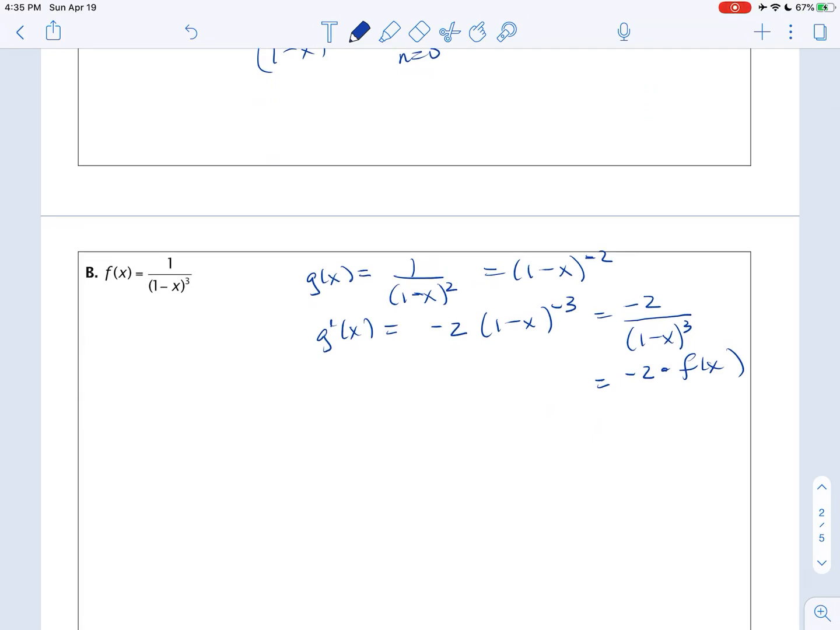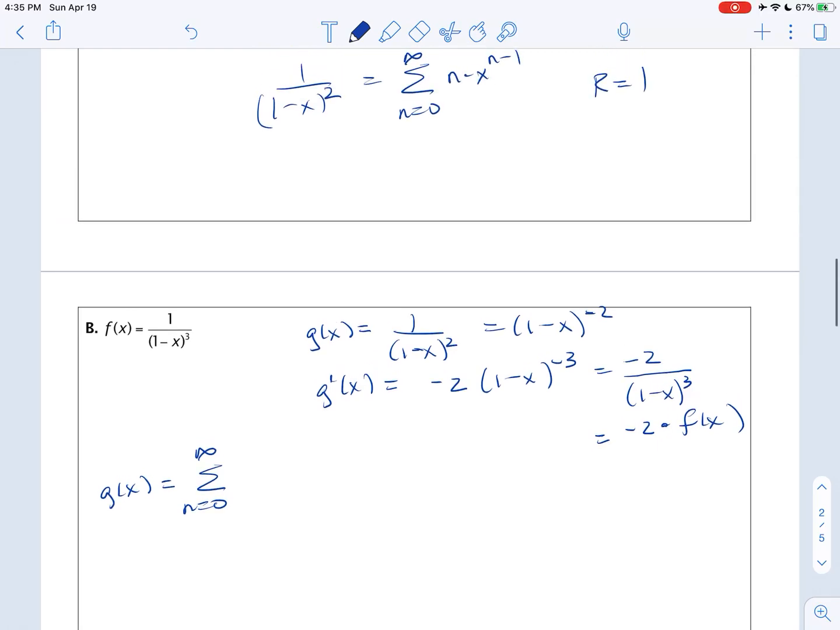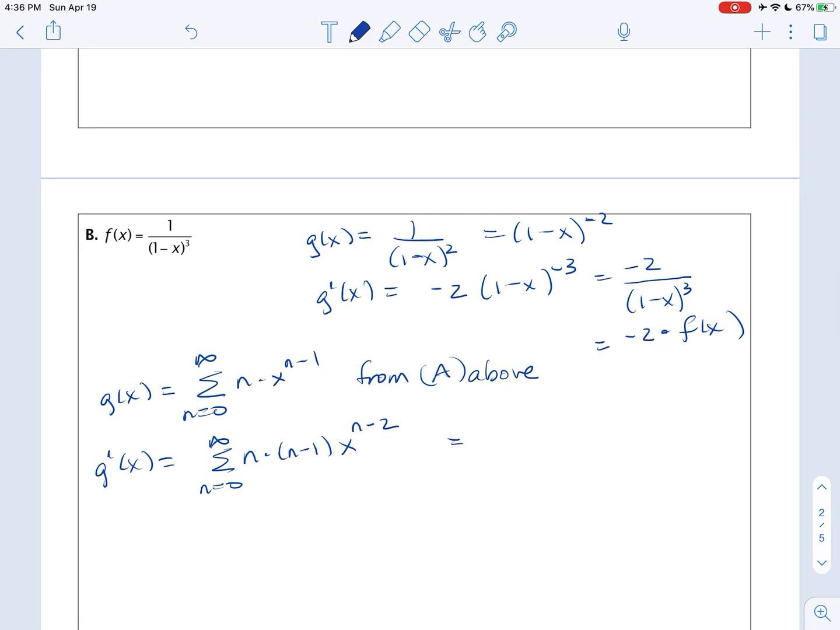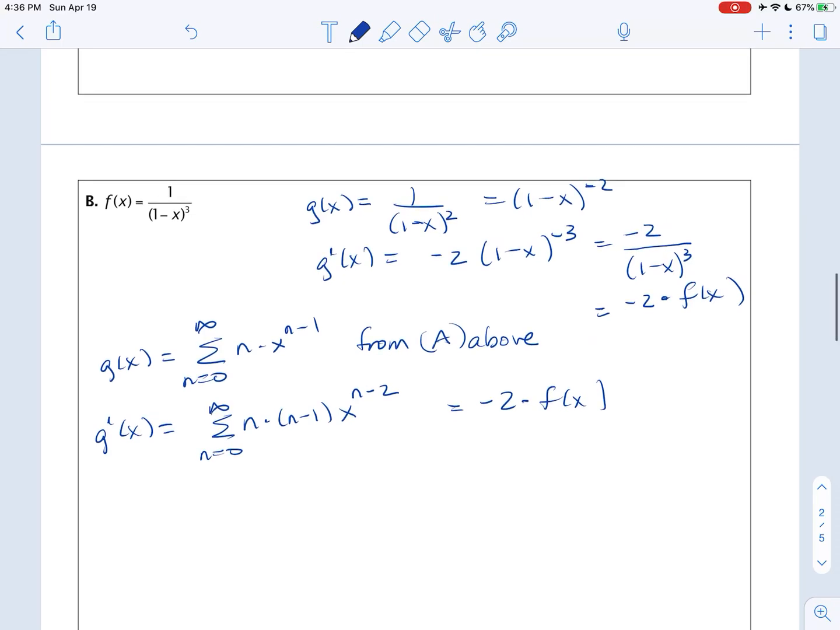Good. So if I want to find my, from above, g of x is going to equal the sum from n equals 0 to infinity of n times x to the n minus 1 from above. And so my g prime of x is going to equal the sum from n equals 0 to infinity. N is a constant, so it's just a coefficient. And so it would be n times n minus 1 times x to the n minus 2. Good. But we know that this g prime of x is equal to negative 2 times f of x, right?